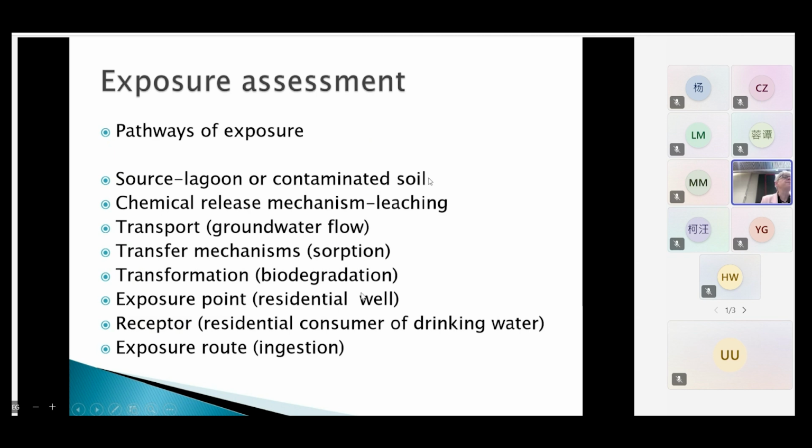How will the people be exposed to this contaminant? Will there be a groundwater well that they may be drinking from? And things like this. So these are the type of things to look at for the exposure rates.